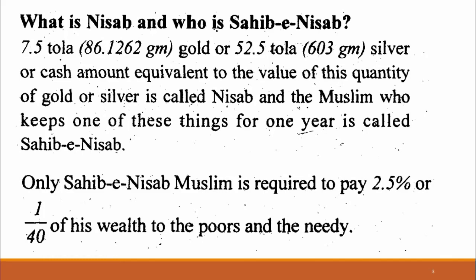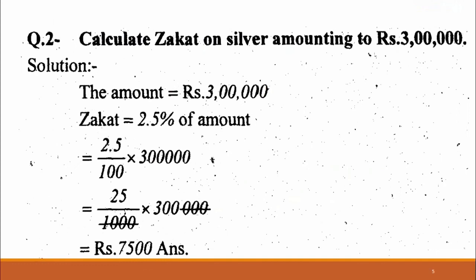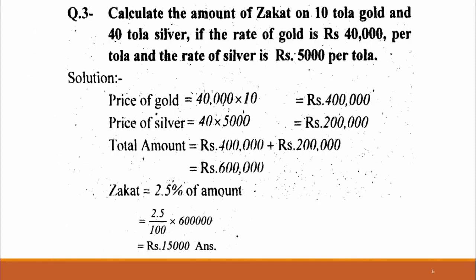And for the Ushr, if the land is irrigated by natural sources, then the person should pay 10% of the product from the land. And if the land is irrigated by artificial sources, then the person should pay 5% of the product of the land. And this is the end of this segment.